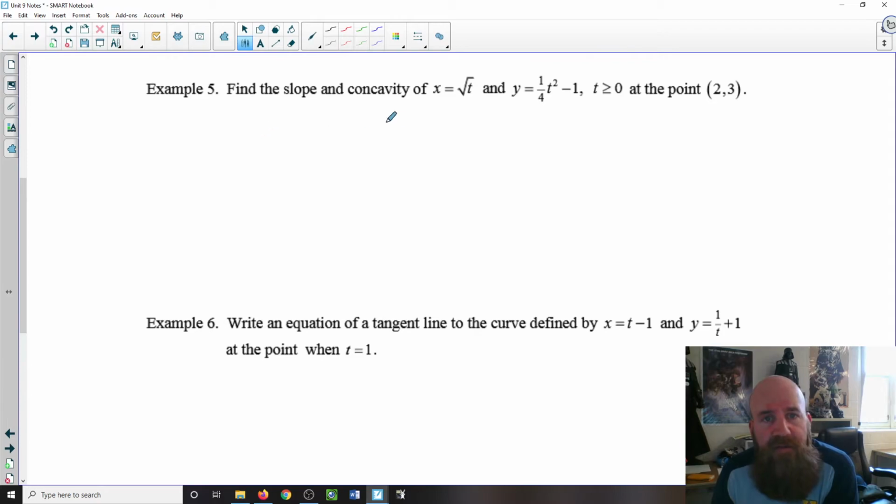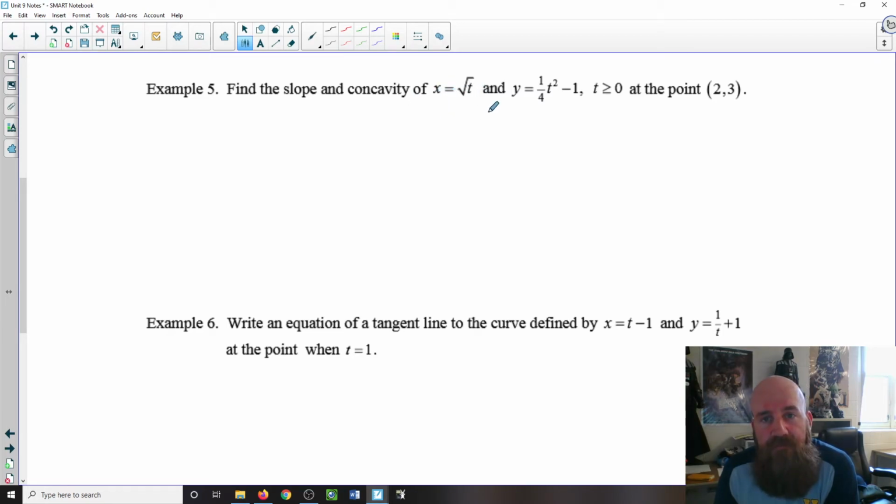All right, example 5, find slope and concavity. So we know slope is referring to the first derivative and concavity is referring to the second derivative. So we're doing the same thing we just did in example 4, but with slightly different information, and we need to go a little bit further with our answers.